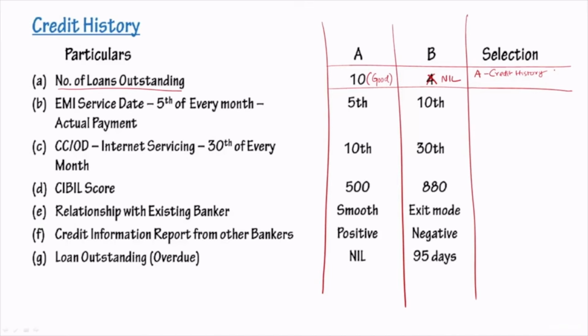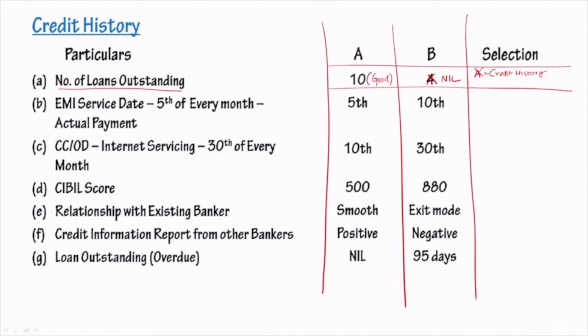It is not leveraged. But the bank can also say no to A if these 10 loans are not having satisfactory track record, he is not making payment on time, okay, and he has borrowed a lot of money. He is leveraged. In that case, A will be rejected.